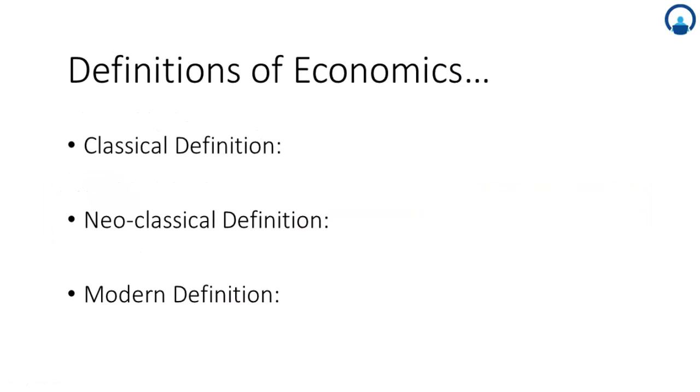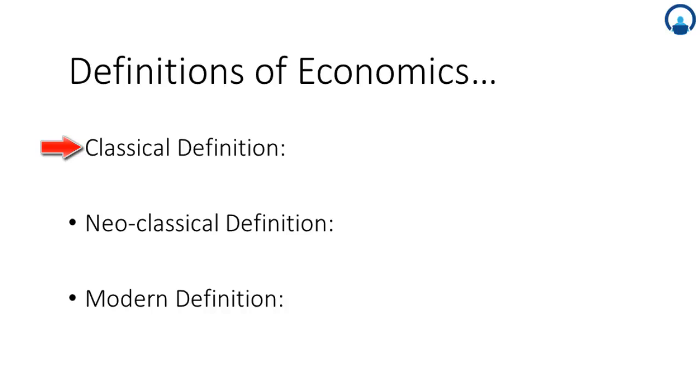Let's go for definitions of economics. First is classical definition, then neoclassical definition, and modern definition. Classical definition. Adam Smith, in his book Wealth of Nations, has defined economics as a science of wealth. Hence, his definition is known as wealth-oriented definition.